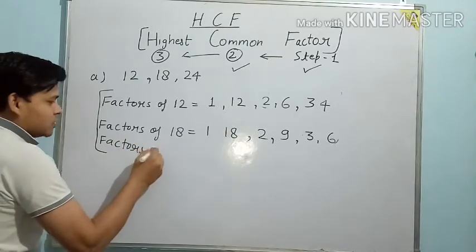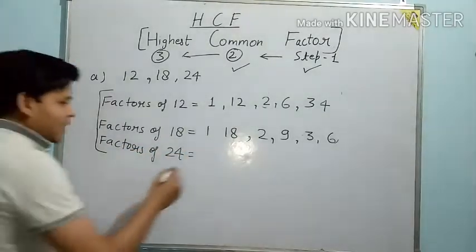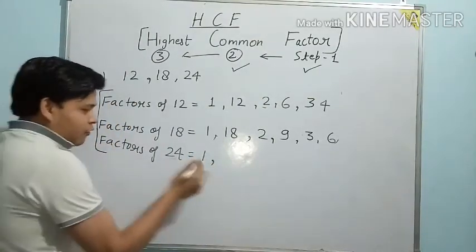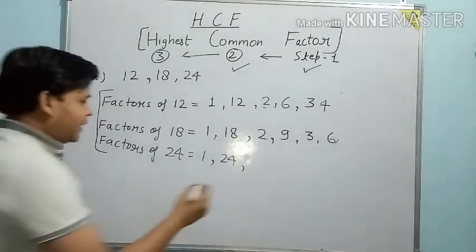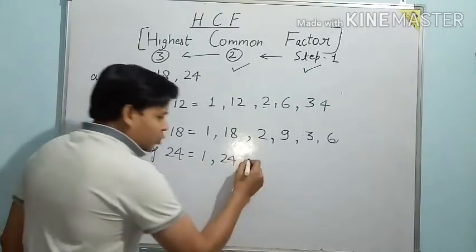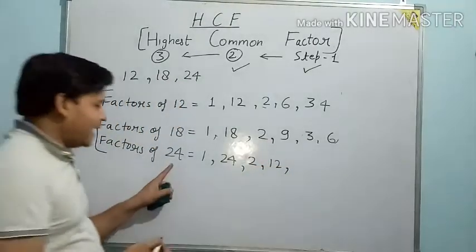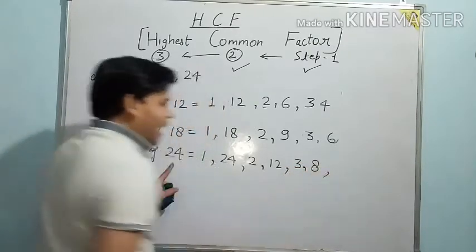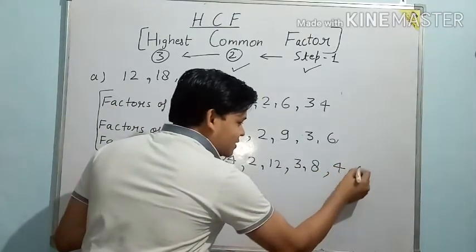So factors of 24. How are we going to do this? Once again, as I told you, start with 1. So 24, first is 1 times 24. So I have written 1 and 24. Then in table of 2 we will get 24, 2 times 12. So 2 and 12. Similarly in table of 3 we will get this, 3 times 8. After 3 the next number is 4. So 4 times 6. So 4 and 6.